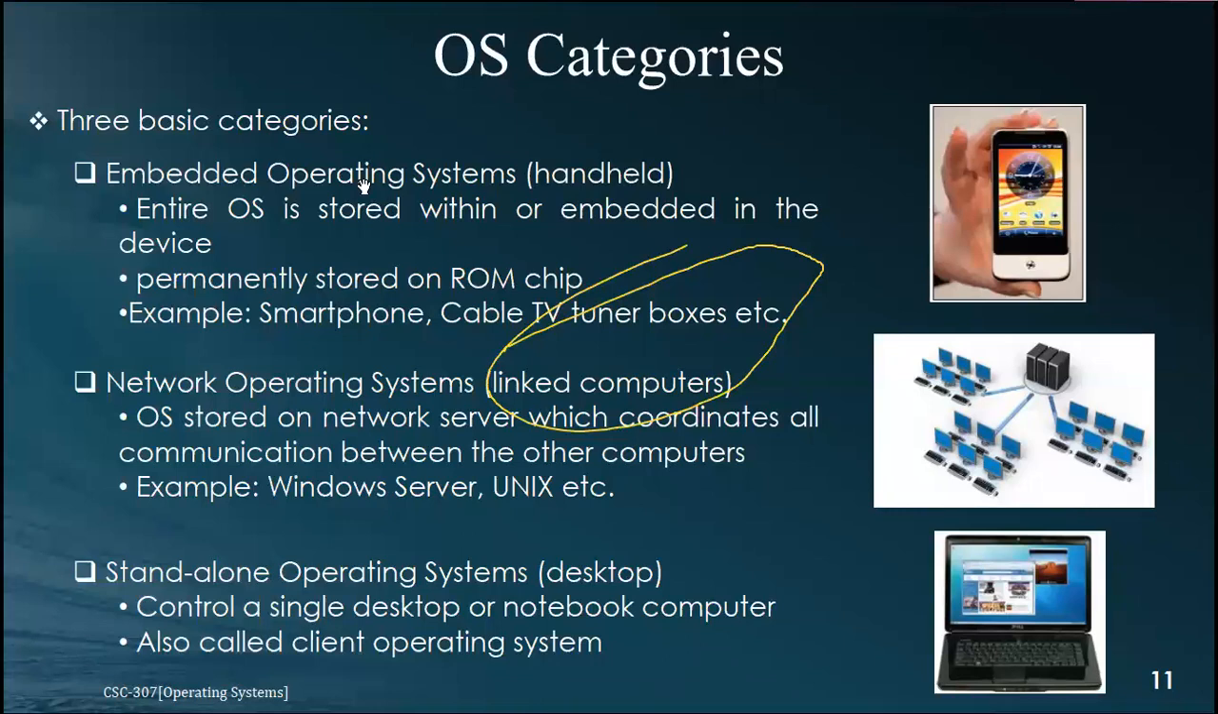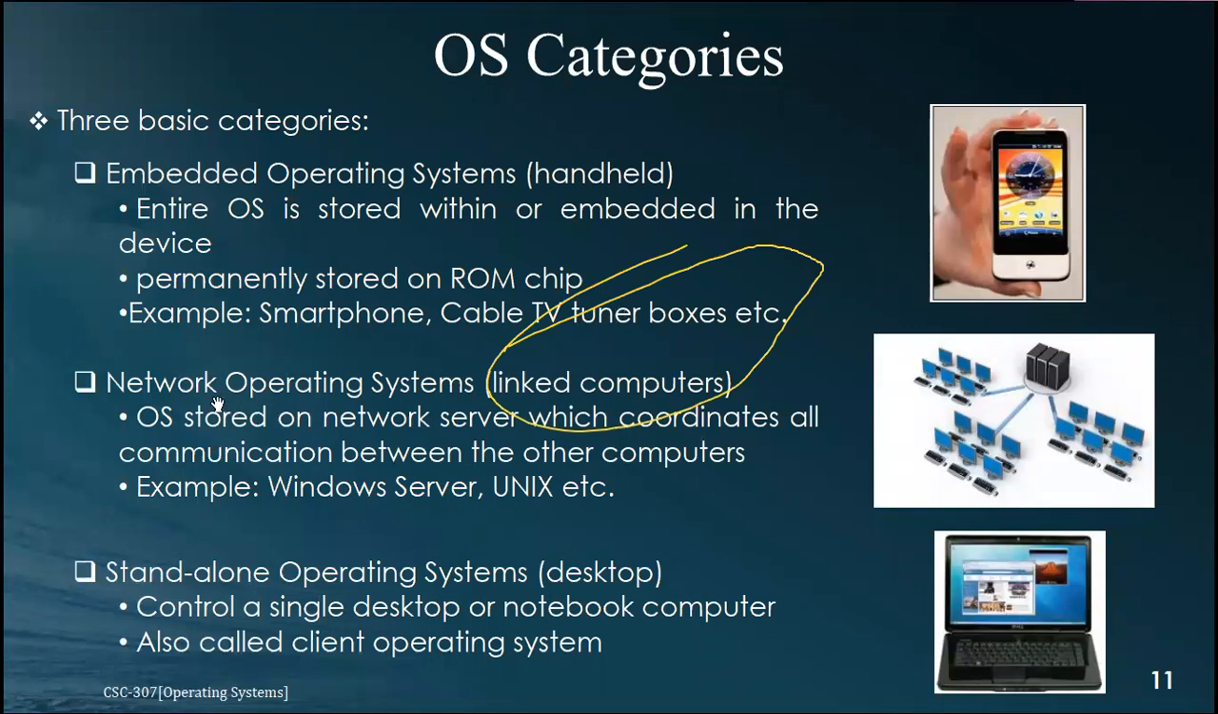What is an embedded operating system? An entire OS is stored within an embedded device, for example, a smartphone or a cable TV. Within a small device, we use this type of operating system, and it is permanently stored on the ROM chip. So you cannot just delete it, because ROM is read-only memory, which is permanent.